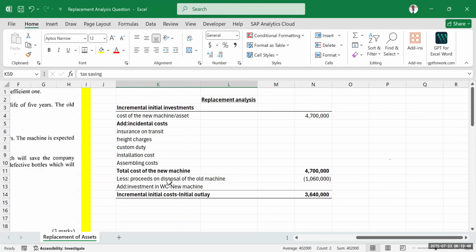When we dispose of the old, and remember, when we are looking at these incremental initial investments, we also consider what we are getting when we sell that old machine. Now, if there is a tax saving involved in selling the old machine, the amount that we are saving, we have to include it here.